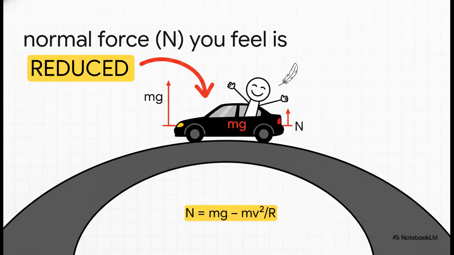So let's break down the forces right at the highest point of that bridge. You've got your weight, mg, pulling you down, and you've got the normal force from the road, N, pushing you up. The net force pointing towards the center of the circle is your weight minus that upward normal force, and that net force is what provides the centripetal force. So, for that equation to balance, the normal force has to be less than your weight. And that's it. That's exactly why you get that light feeling in your stomach for a second as you go over the top.